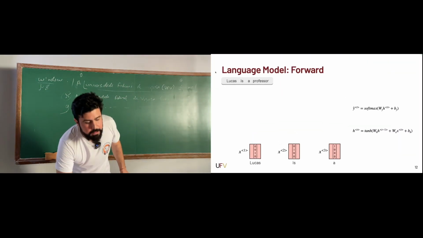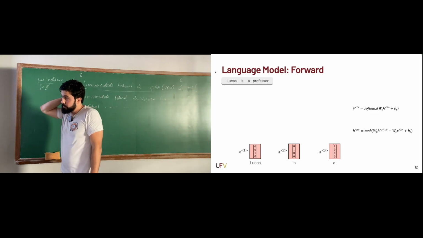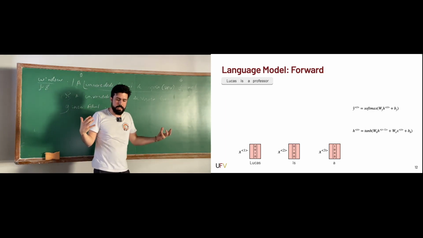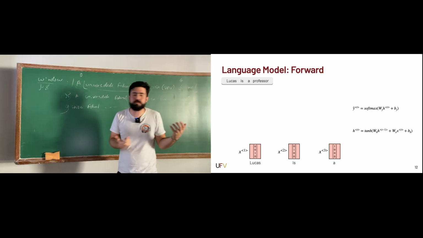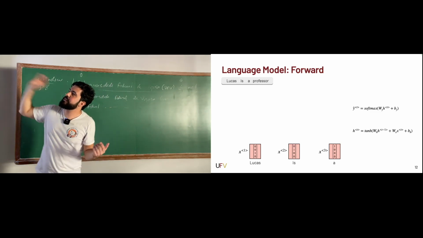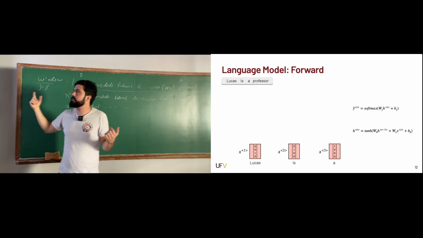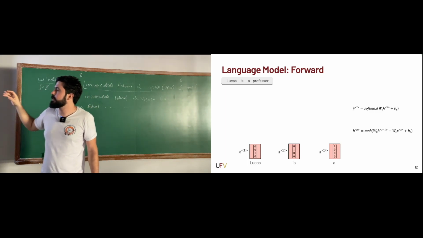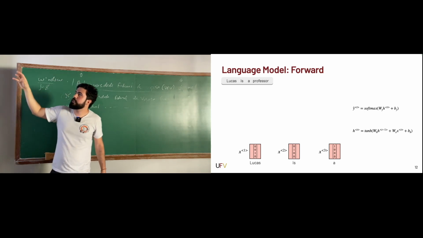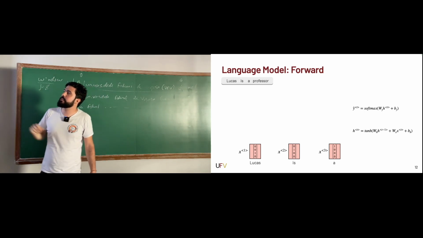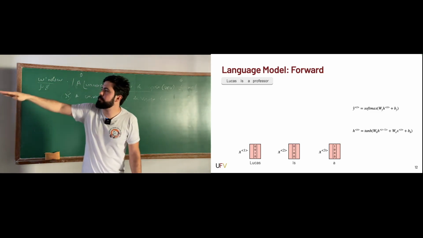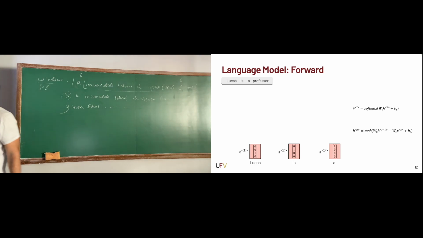Okay, so let's run an example now of a language model. Now that we know how to do a forward pass with RNNs, we also know how to represent words with vectors. And I'm going to pick that very simple sentence: Lucas is a professor. I actually made it even smaller so it fits on the slide. So our goal in the language model is to predict the next word given the previous words. So I have at the bottom my input, which would be Lucas is A.